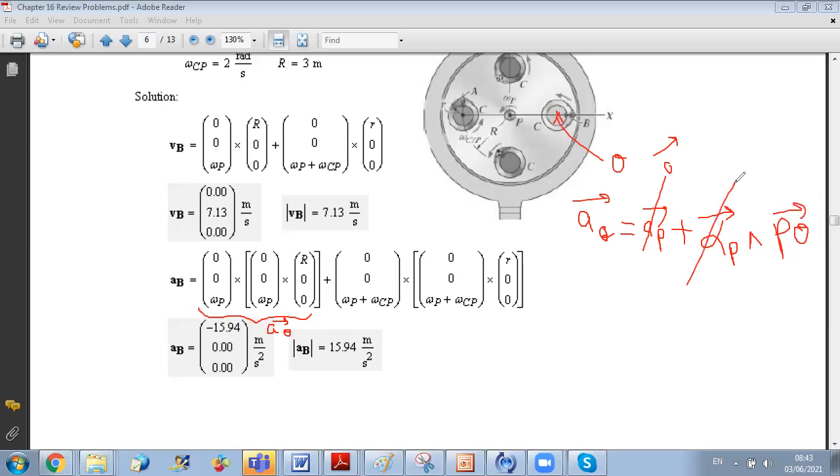So the only term that will remain is minus omega P squared times vector PO. And as I told you, this term in 2D is equivalent to omega P vectorial PO. Okay, but this is much easier for you to calculate. So this term represents AO.